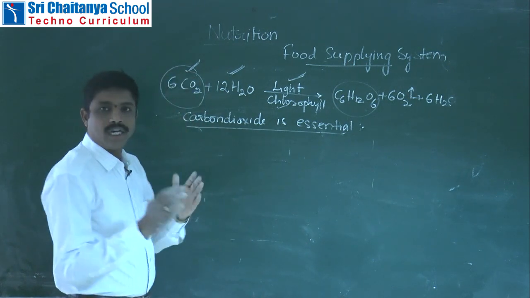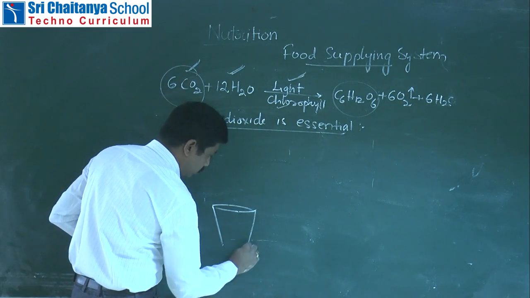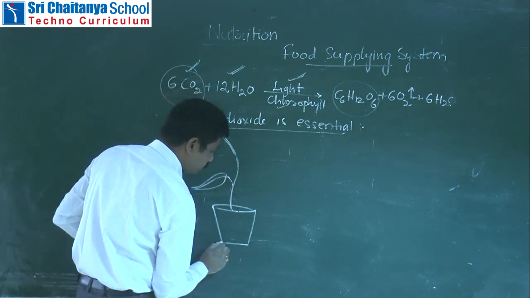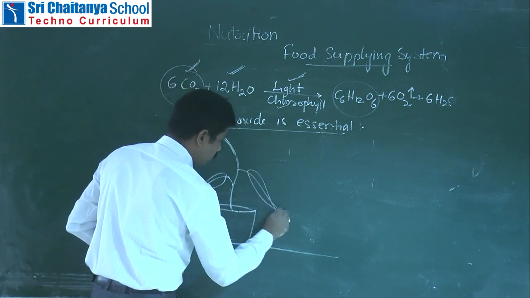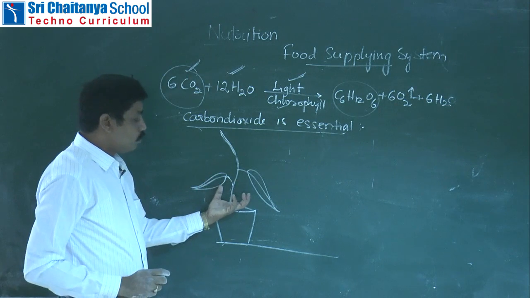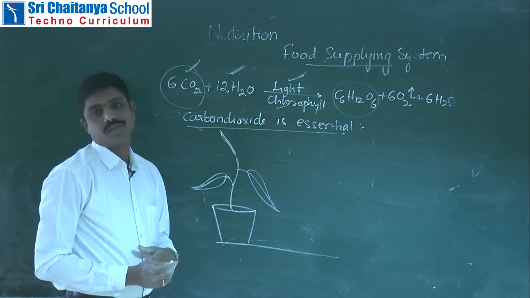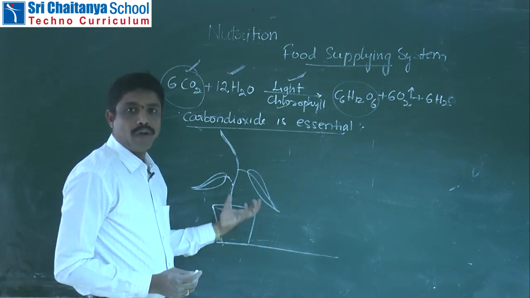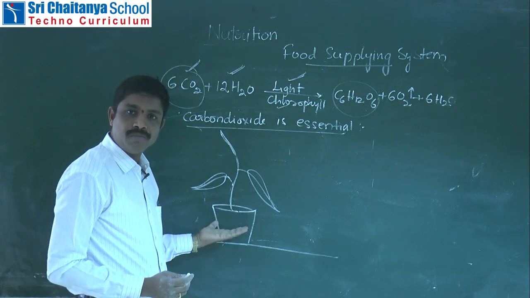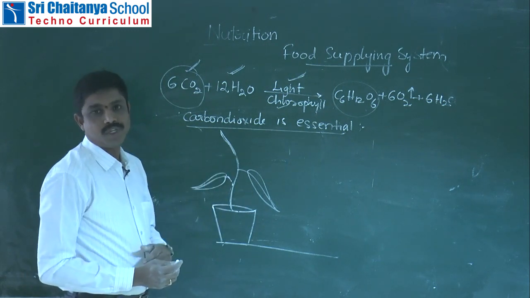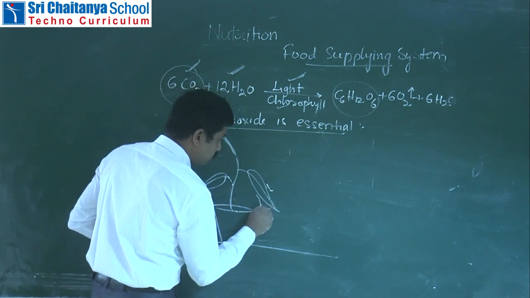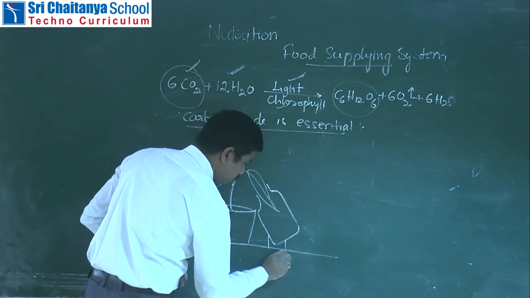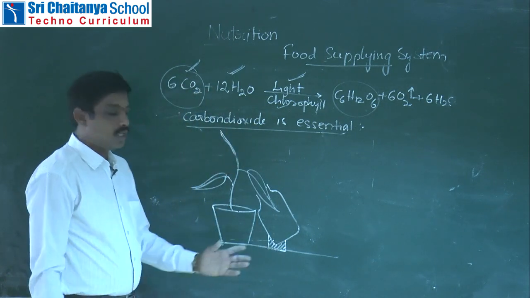First we take the potted plant with long and narrow leaves. Before conducting the experiment, keep the plant in a dark place. When we keep the plant in a dark place, the plant becomes free from starch. On the day of the experiment, take a white mouth glass bottle.